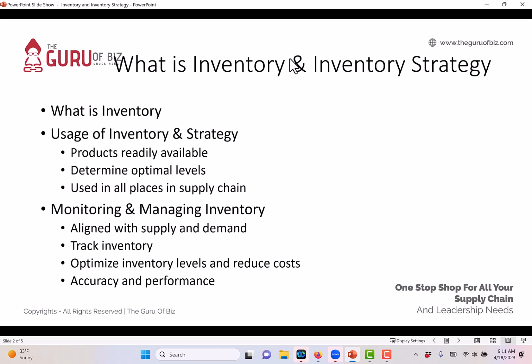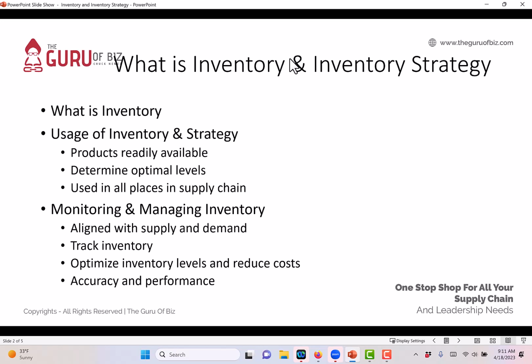Inventory are the critical components of the supply chain that are used to build the product. It impacts the efficiency and the profitability of the business, and we'll talk about some key points about their usage, monitoring, and strategy. Inventory strategy is looking at how the inventory will be used, for what functions, in what way, and what goals we're trying to accomplish.